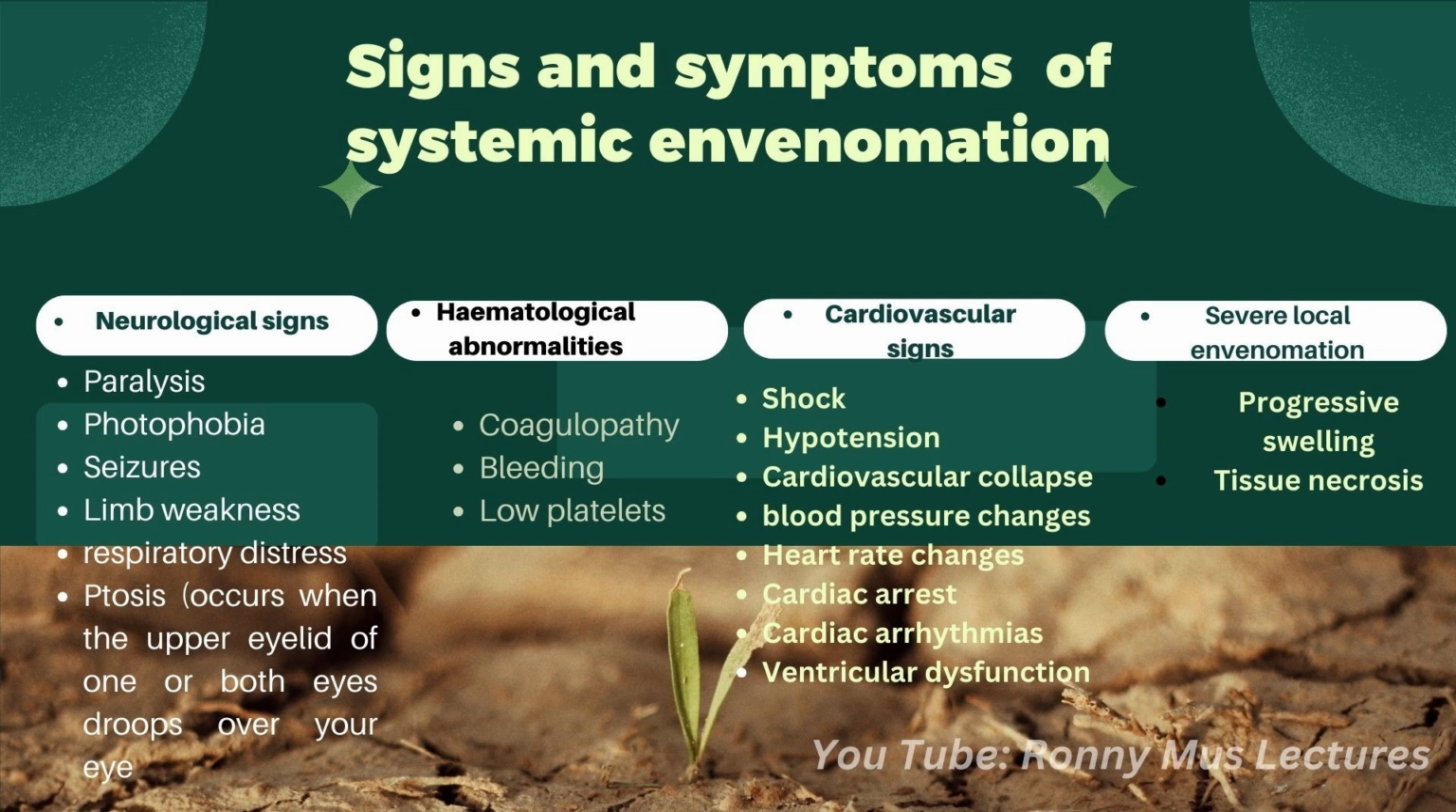Signs and symptoms of systemic envenomation. You can have neurological signs, which include paralysis, photophobia, seizures, among others. You can have hematological abnormalities, whereby the patient will have low platelets. You can have cardiovascular signs, such as shock, hypotension, blood pressure changes, cardiac arrest, among others. And in severe local envenomation, you can have progressive swelling and tissue necrosis.